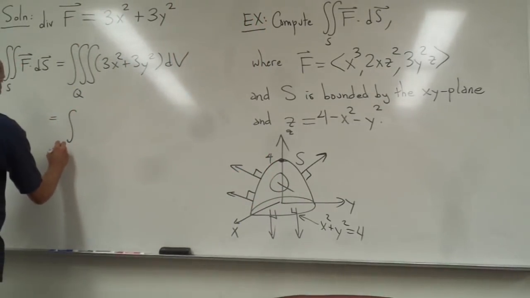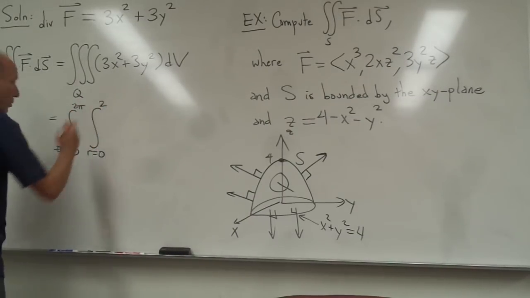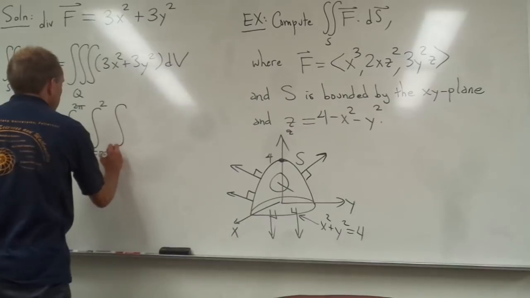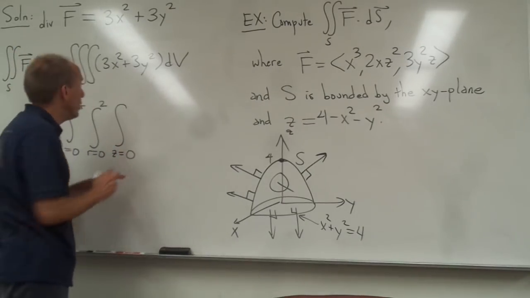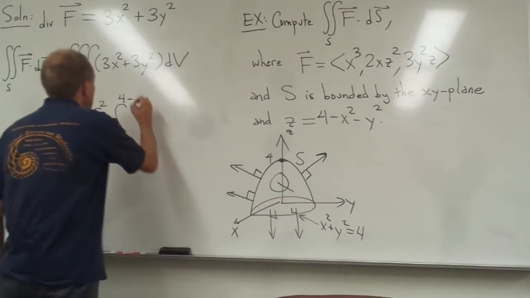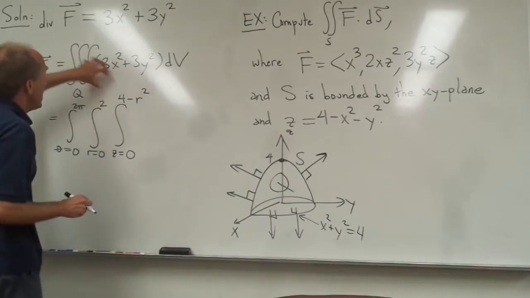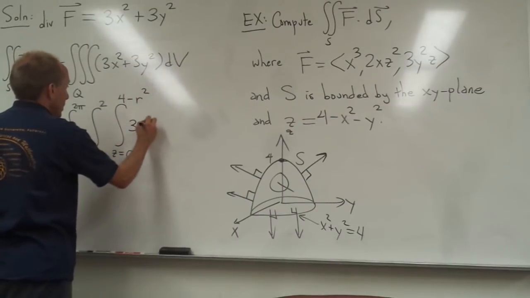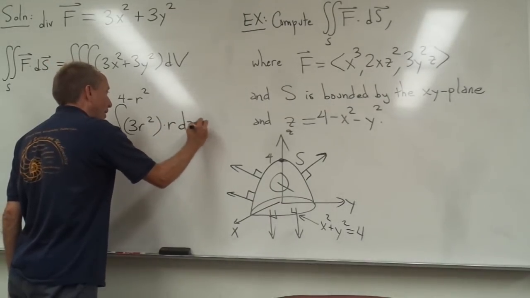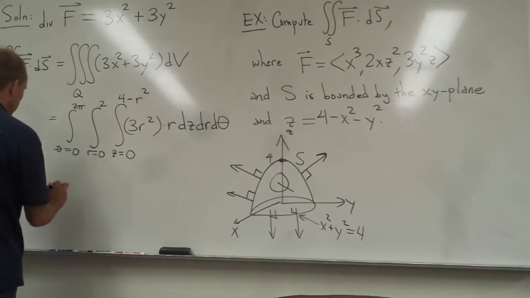So I could actually implement that change of variables right now. Theta would go from 0 to 2 pi, and r would go from 0 to 2, right? So that's just on the disk on the bottom. And then z goes from the xy plane, which is z equals 0, up to the paraboloid itself, which is 4 minus x squared minus y squared, which can be thought of as just 4 minus r squared, okay? Then we have our integrand here. 3x squared plus 3y squared is actually just 3r squared. And then don't forget that we have a Jacobian, which is r, dz dr d theta, right? Okay? So this would be the triple integral that we have to calculate.